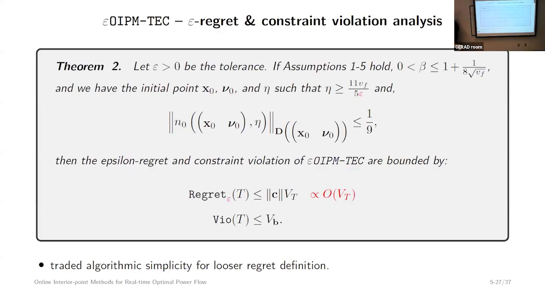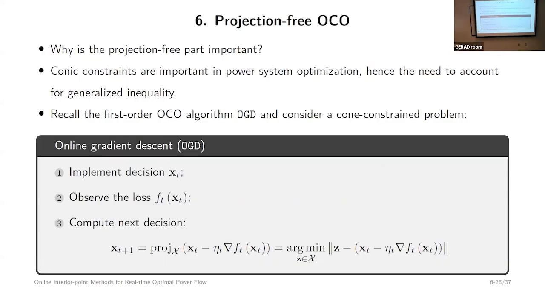So analyzing the problem, if we just make sure that we have this eta here that is a function of my epsilon, I can get very similar results to what I did before, but this time in terms of epsilon-regret. So my epsilon-regret is still O(√T), and my violation bound is also O(√T). So here, what did we do? We traded algorithmic simplicity for a looser regret definition. So again, that's for the user to define.